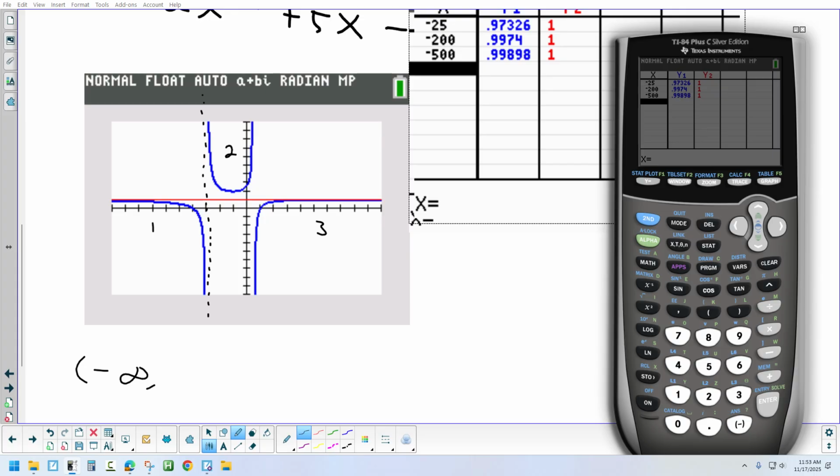Negative 3. Let's try negative 3. And if it does stop at negative 3, what's going to happen when I hit enter? I'm going to get an error, and I do. Okay, so to stay on interval 1, you have to stop at negative 3.